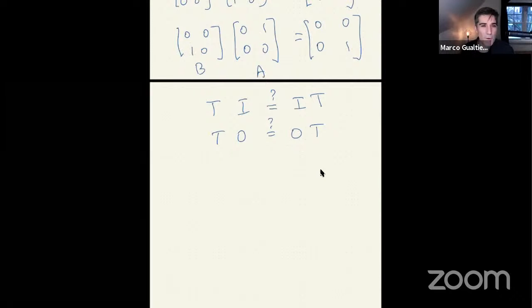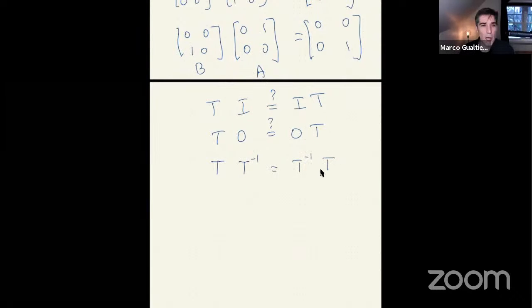What if T has an inverse? If T has an inverse, it would commute with its inverse, right? Yes. So T minus 1. So that's a non-trivial operator. Why do they commute? Because of the definition of the inverse. Okay, because the product is the identity.